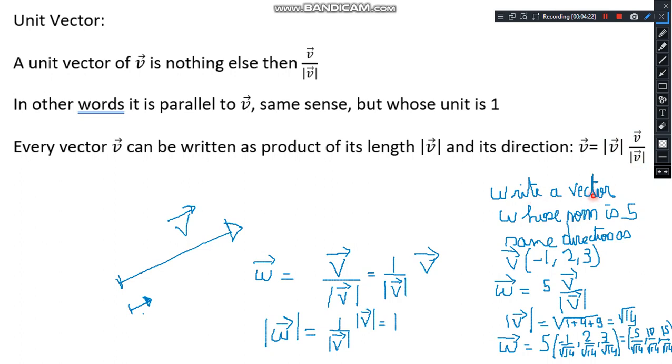So if I want to write a vector whose norm is 5 and with the same direction as this vector V, so here I say vector W is 5, same direction, it means it must be parallel to vector V, and the norm is 5, so here it must be 1, so I multiply it by its unit vector. Why? The unit vector of V over its norm, this is 1, and W equals alpha V, it means it's parallel to V. So here we find the norm of V, which is root 14, 1 plus 4 plus 9, so vector W will be 5 times minus 1 over root 14, 2 over root 14, etc. You have this vector W. Okay.